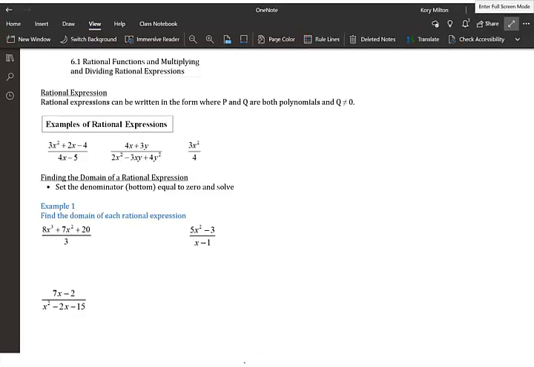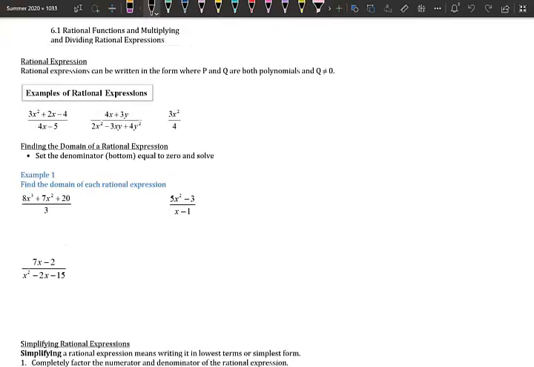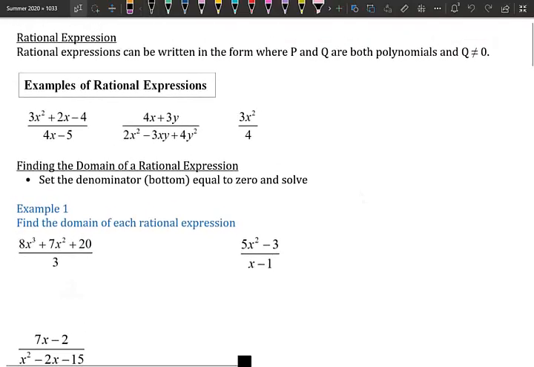So if you did not review factoring and are not fully comfortable with factoring, pause this video and get comfortable with it. We need to make sure you're comfortable with factoring before we talk of anything to do with chapter 6.1 and on. So a rational expression can be written in the form p over q, where p and q are both polynomials and q cannot be 0.